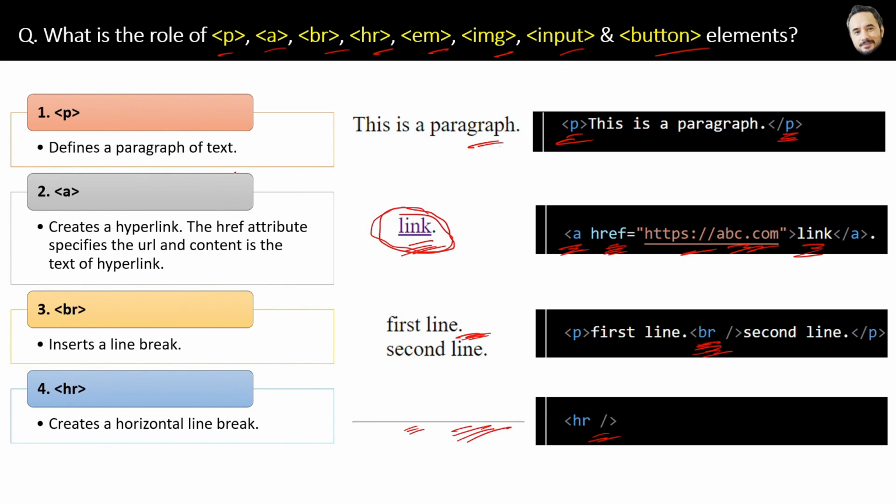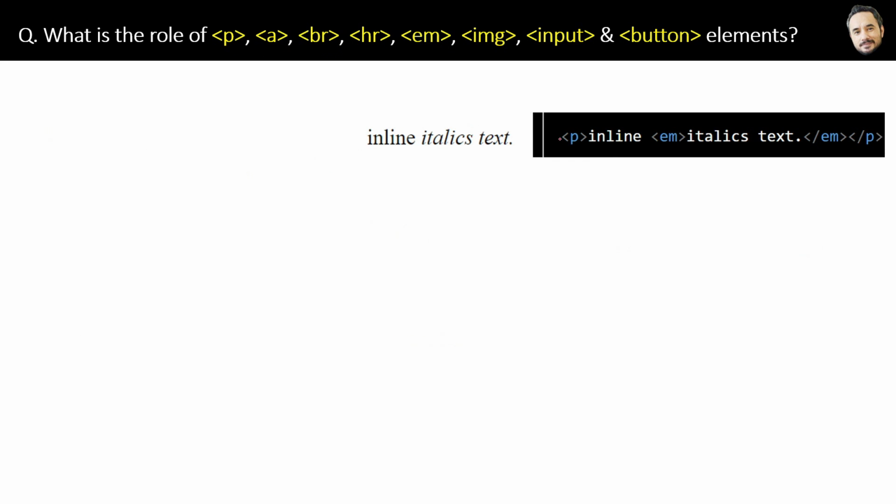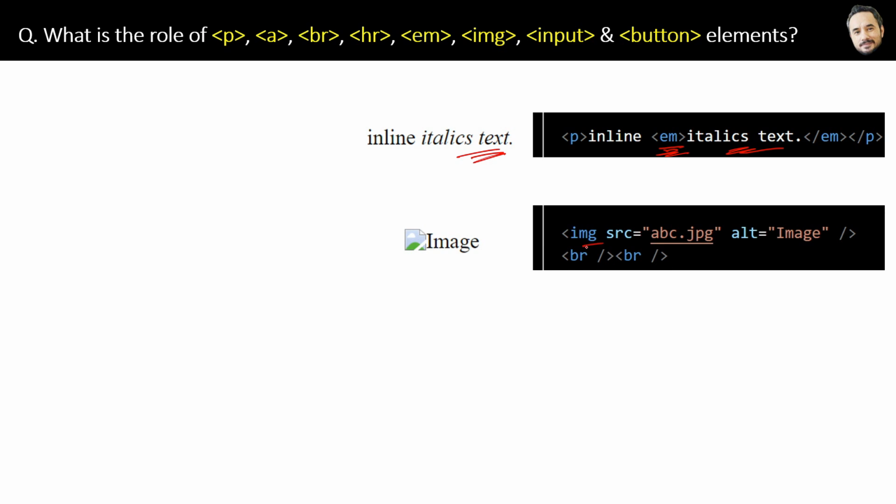Let's move to the next element. The fifth element is EM, which stands for emphasize. It emphasizes the text in italics like this. Okay. Next is the image tag that embeds the image. The src attribute again specifies the image path, and the alt attribute is the alternative text.